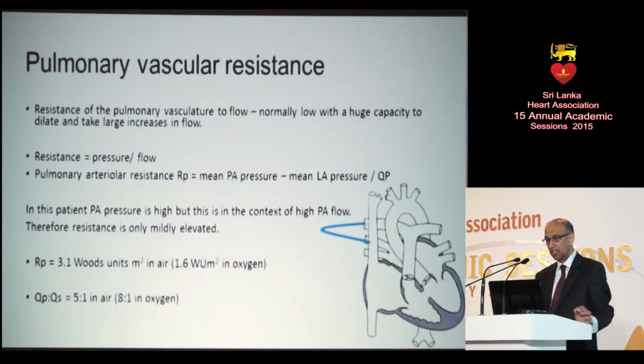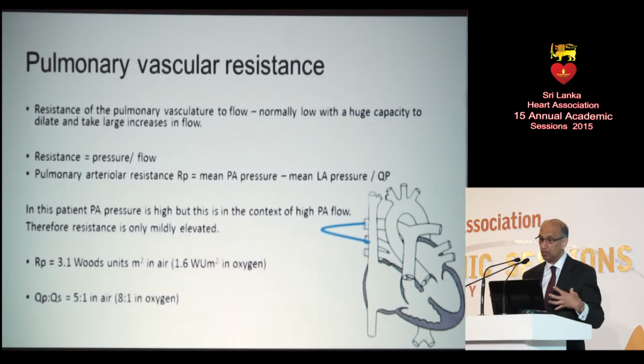So having derived the shunt, we move on to pulmonary vascular resistance. The concept of resistance is one of what is opposing the blood flow, which is manifested by the pressure which has to be considered in relation to the volume of blood going in. And in this case, it's the arteriolar resistance, the resistance provided by the pulmonary arterial tree, for which you have to take away the left atrial pressure from the mean pulmonary artery pressure.